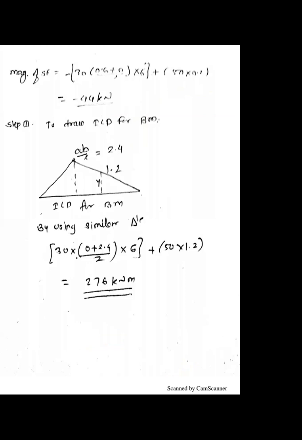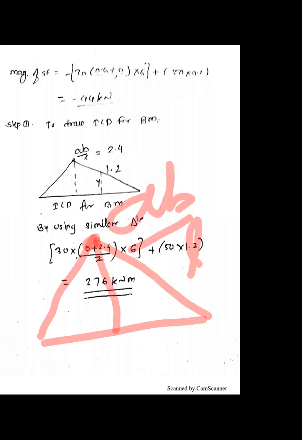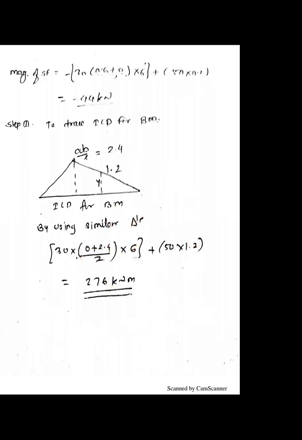Then bending moment. Again, given section at point C, draw the baseline, mark the point at point C, join with the supports, and draw the vertical line. Here is AB upon L. Again, there is a point load. So for calculating, height divided by base, 2.4 divided by base, and y divided by base. So we get 1.2. Again, calculate the magnitude of bending moment by using this formula. Then we get 276.